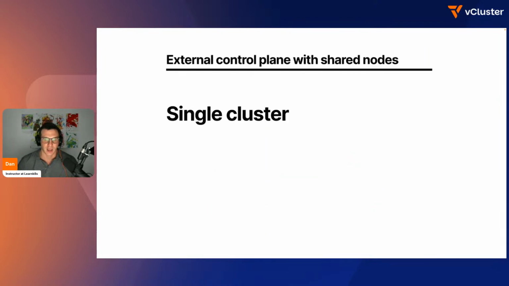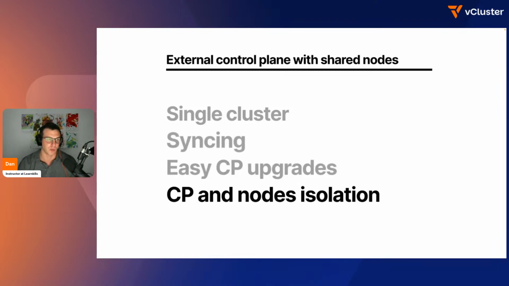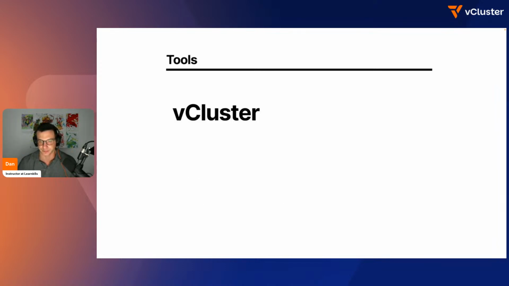And we have a single cluster, which is good. There is some syncing, and this syncing can be done in several ways. We're going to see in a second how. It is fairly easy to upgrade the control plane, as they are just pods inside a cluster, similar to what we saw with the previous methodology. And you have some isolation as well. So this database and API server is still isolated, because it runs inside a pod.